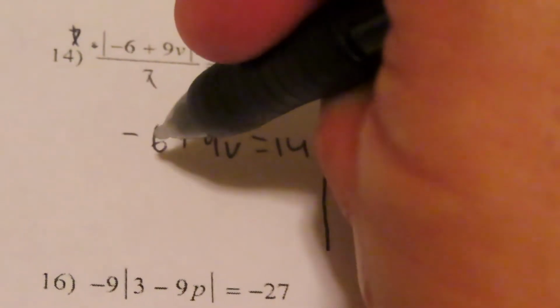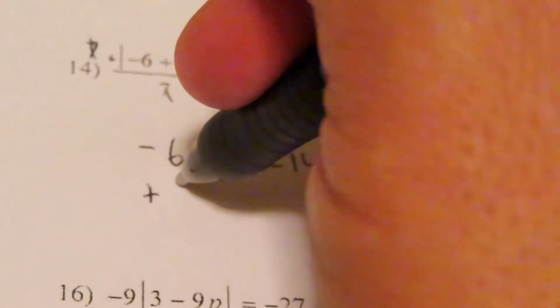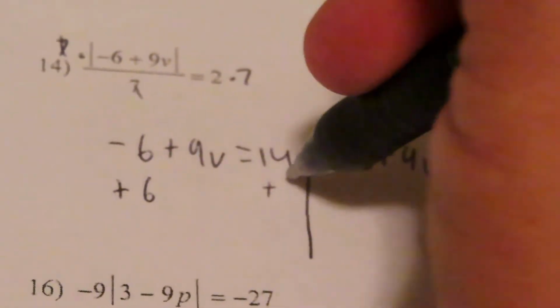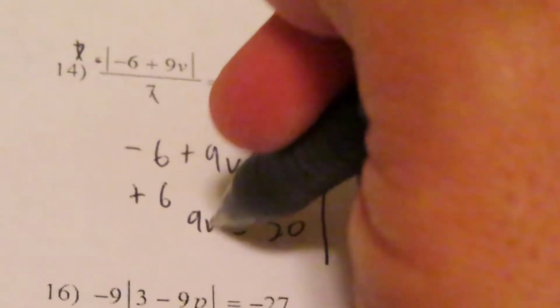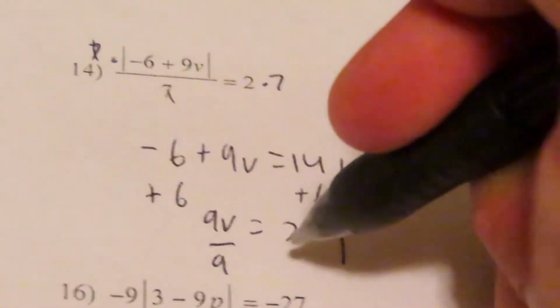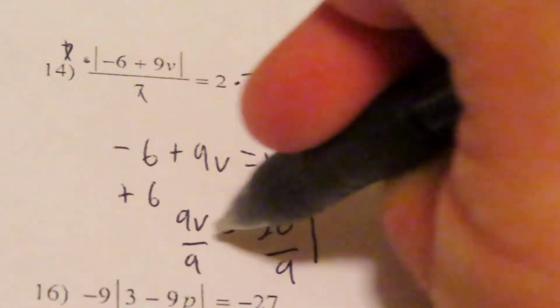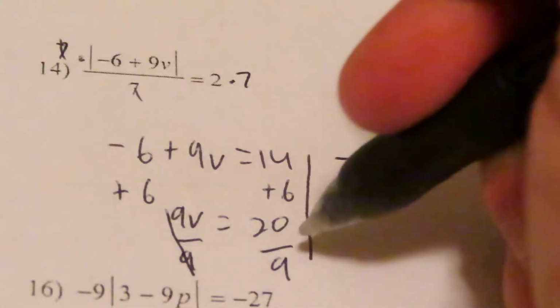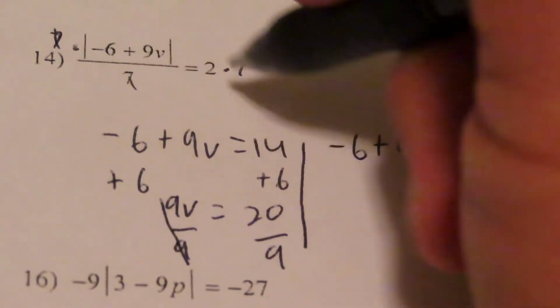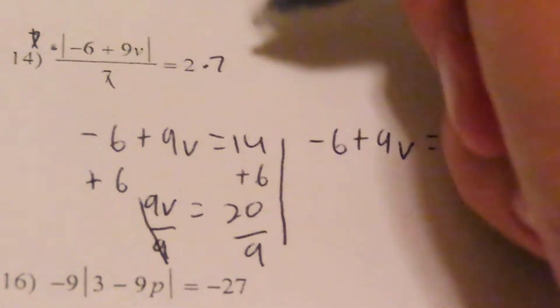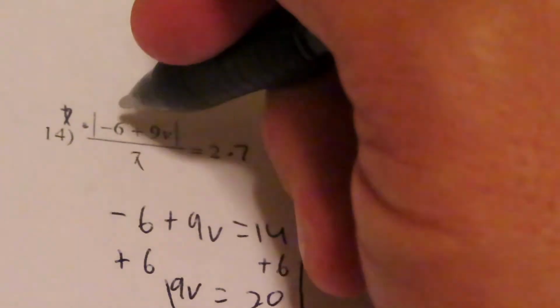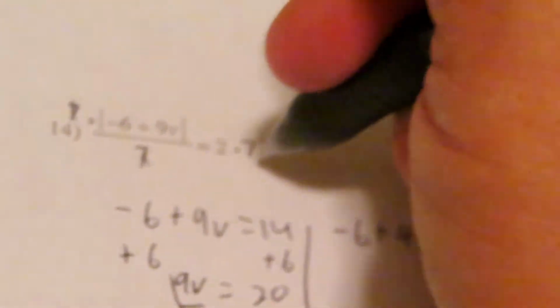Okay, so now simple. We're going to add 6 to the 14, so that gives us 20. And then bring down the 9v and then divide by 9. There we go. So we get 20 over 9. So if you think about plugging that back in to the original, where you had the 7 down here again, and then this is gone like that. So maybe we give that a try, the original.